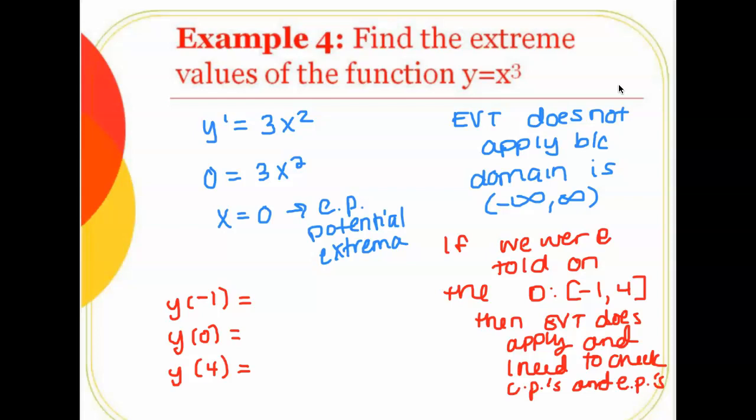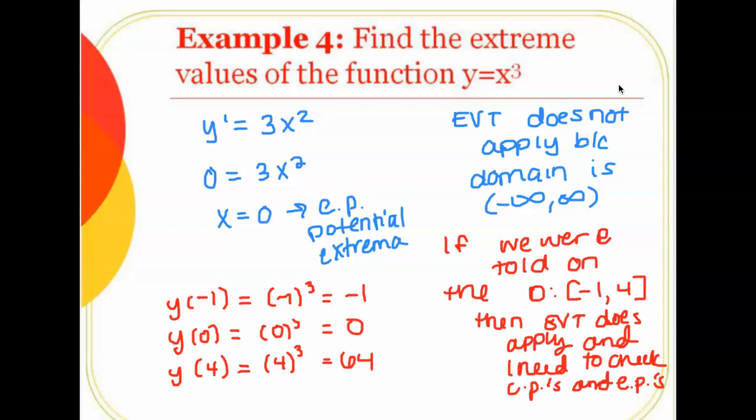So we have y of -1. So you get -1 cubed, which is -1. We have 0 cubed, which is 0. And we have y of 4. So you have 4 cubed, which is 64.